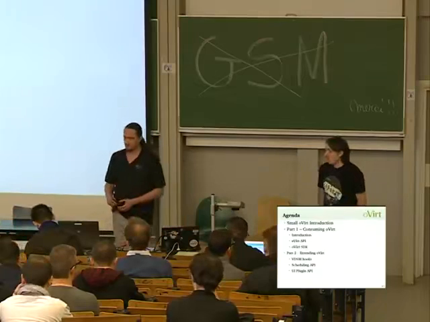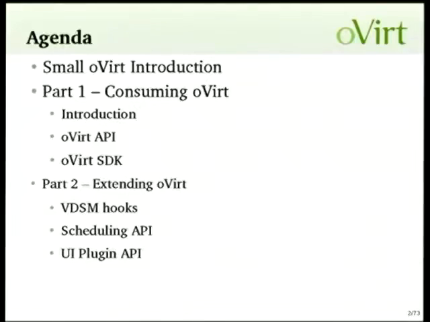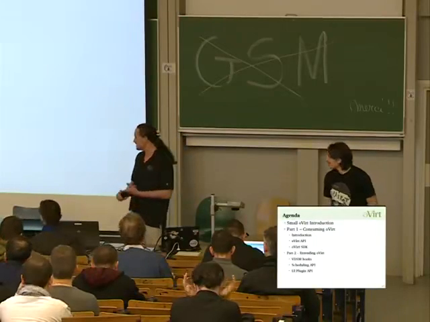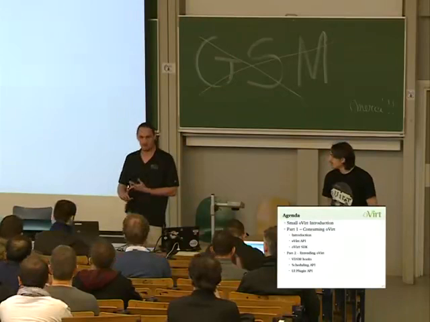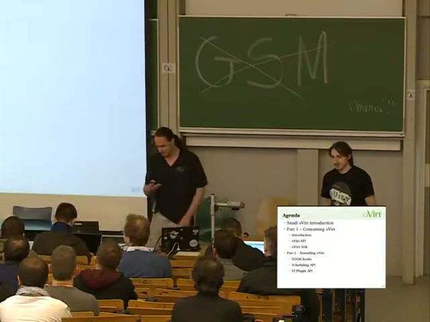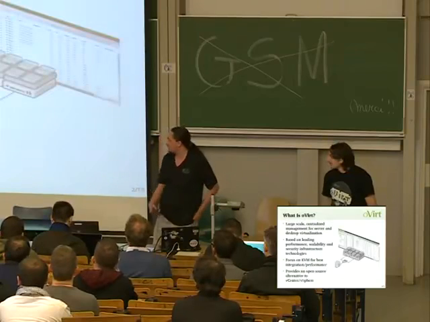So let's look at what we're going to talk about. First of all, a small oVirt introduction for those of you who don't know what oVirt is. And then we're going to talk about two parts. First part is how to consume oVirt, which is just getting information and acting upon oVirt. This is important because it's going to be used in the second one, which is how to extend oVirt. We have VDSM hooks and the scheduling API and the UI plugins, which will be presented by René. So let's begin.